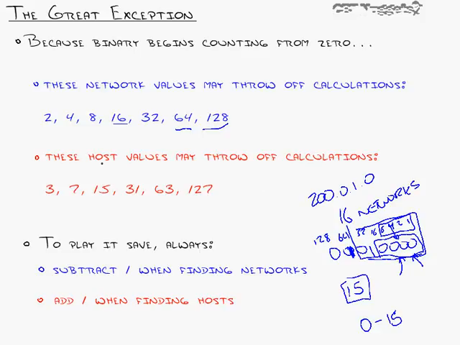Same thing happens in the host values. The following host values might throw off your calculations because, let's say, they said we want networks of 7 hosts per network.